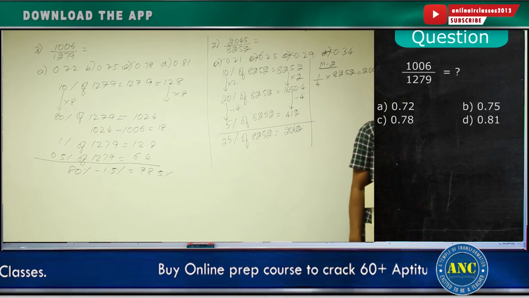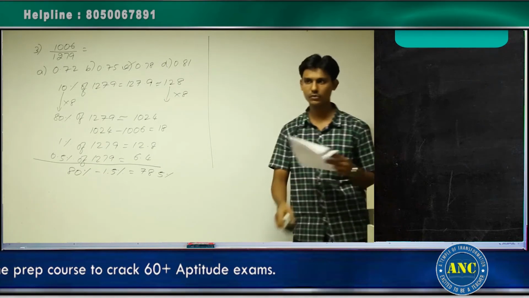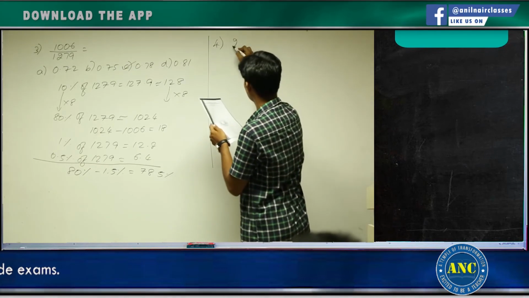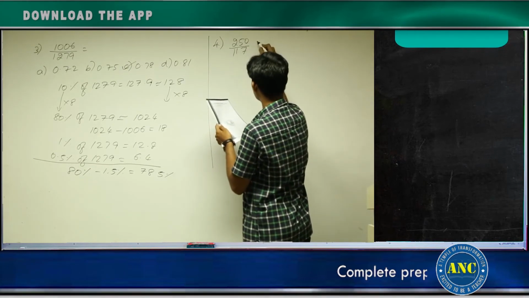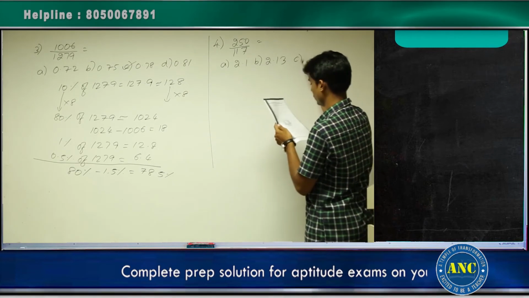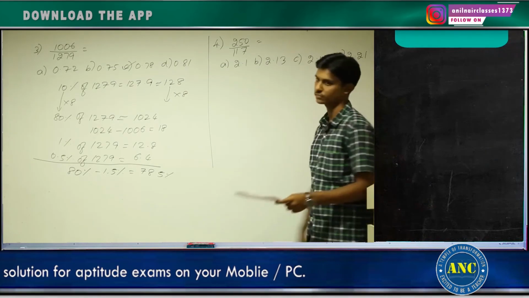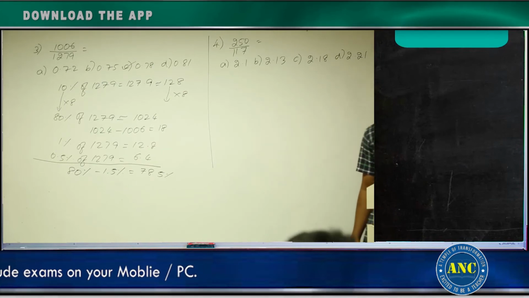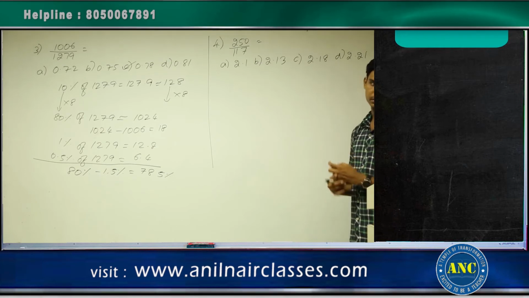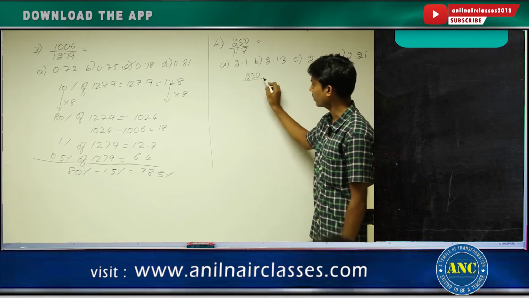One more question. Last question we will solve, then we will move on to the problems. Please write down this question. Fourth one. 250 divided by 117. Options: 2.1, 2.13, 2.18, 2.2. Okay, please listen here. 250 divided by 117.